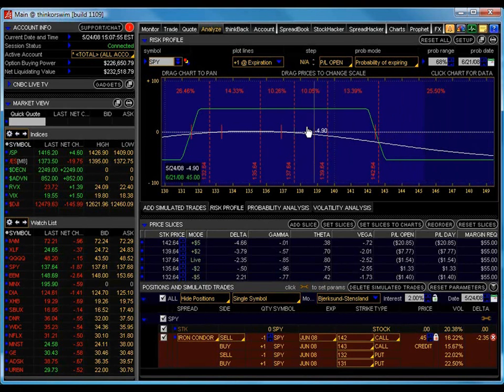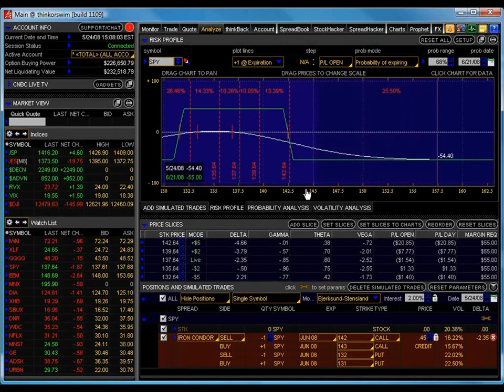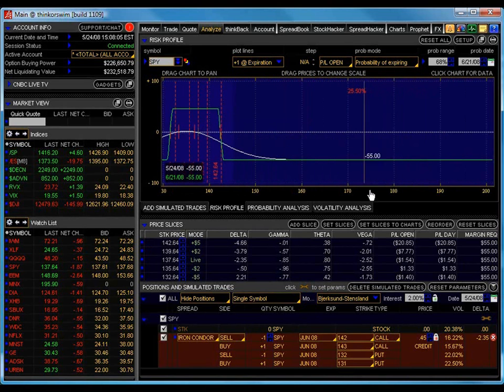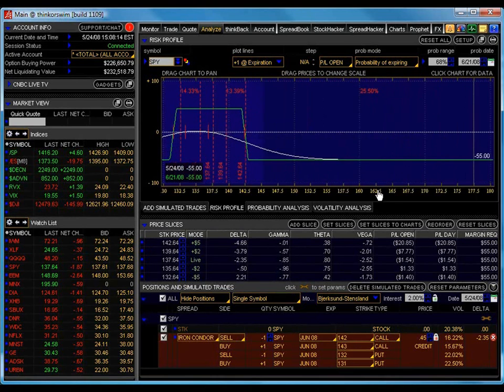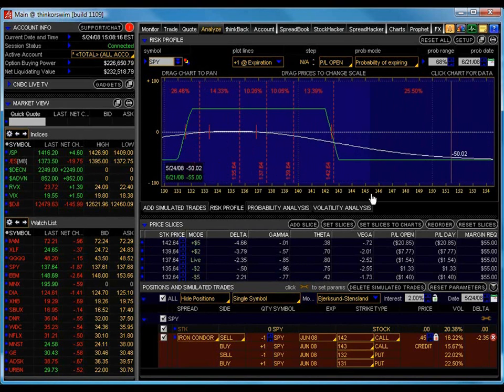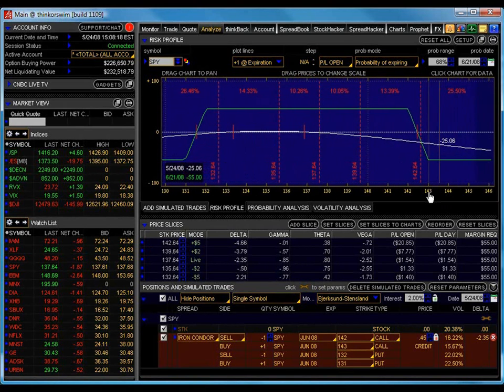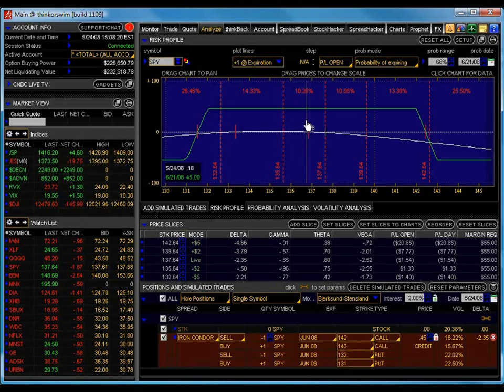It's extremely limited. So in this case, we have $45 of potential profit. Maximum loss is $55. And it doesn't matter how high this particular position goes. I mean, prices could go into the stratosphere. We'd still have a maximum loss of only $55 on this position. So iron condors can be very, very safe to put on.